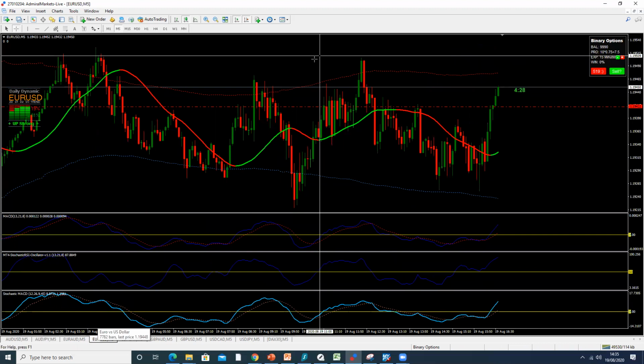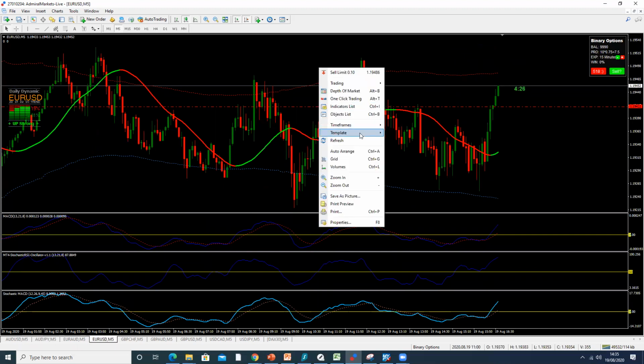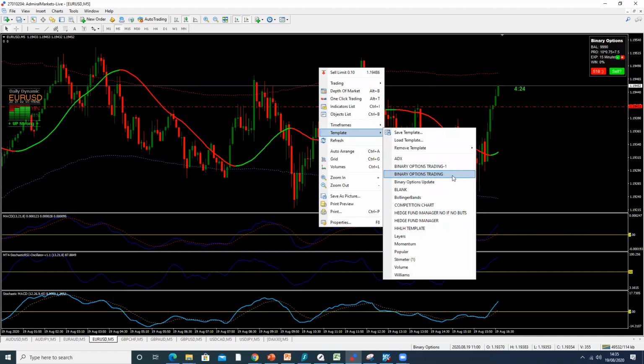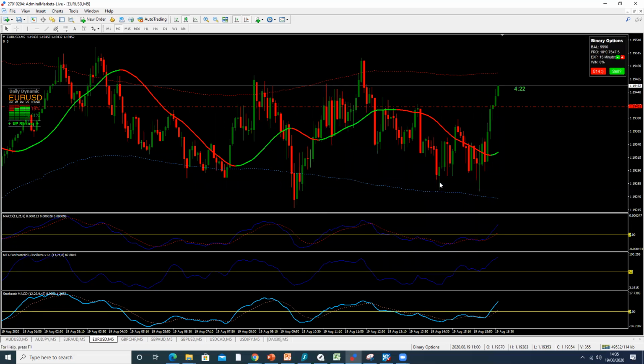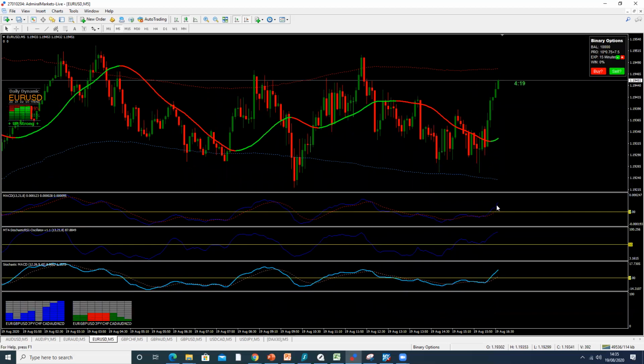The trend is a friend until the end. So don't deviate away from the trend, please. That's all I can say. Don't deviate away from the trend. The trend, look, what we've got here as well.